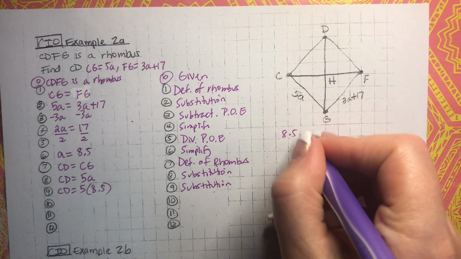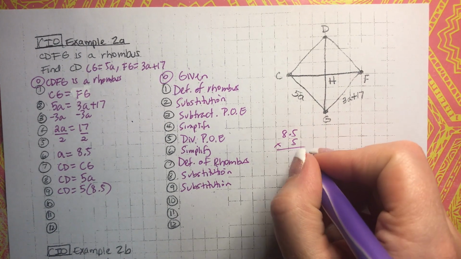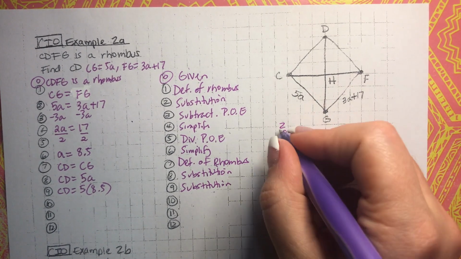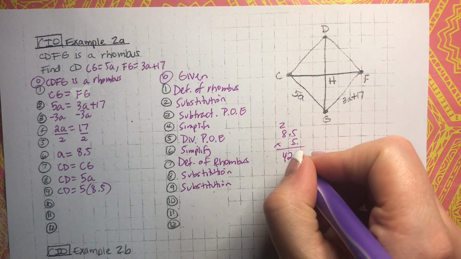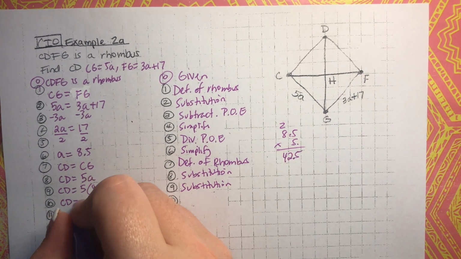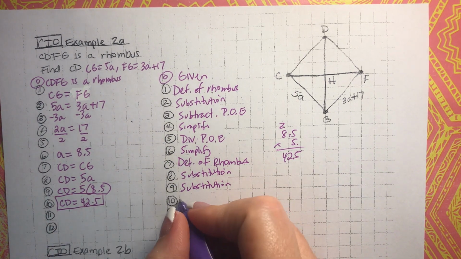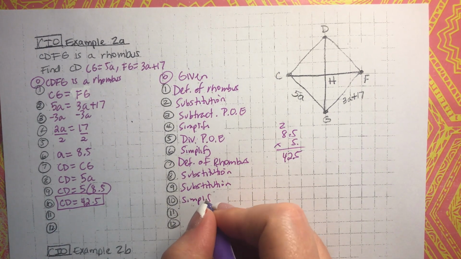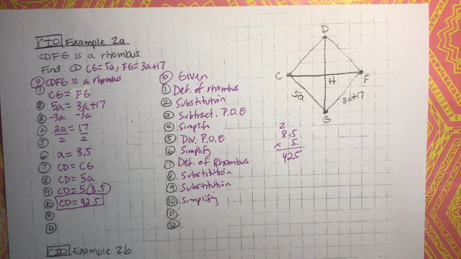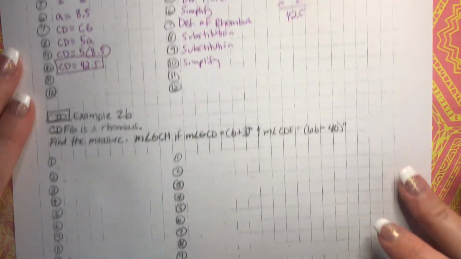And then I just need to figure out what that is. So 8.5 times 5. 5 times 5 is 25. 5 times 8 is 40. 1 decimal spot. So CD is equal to 42.5. And what does that simplify? So if you got that right, awesome. Okay, let's look at this next one.